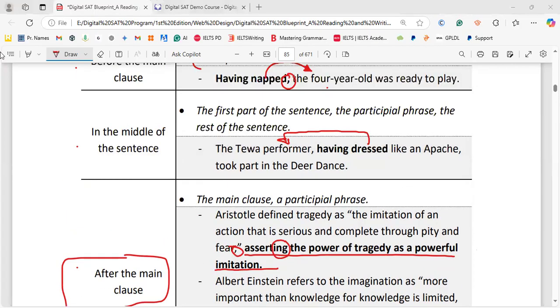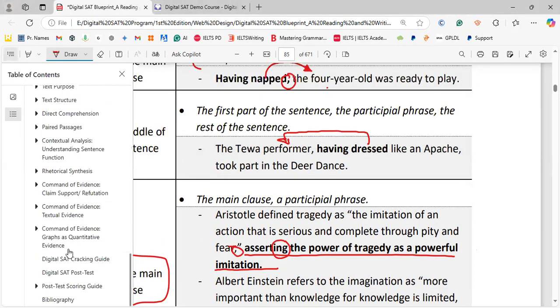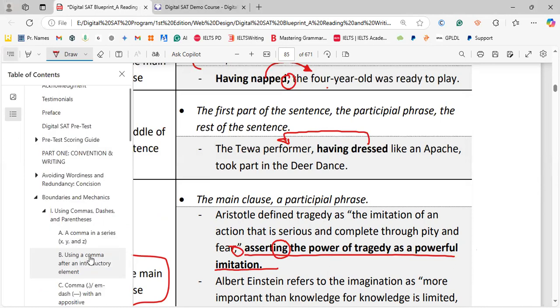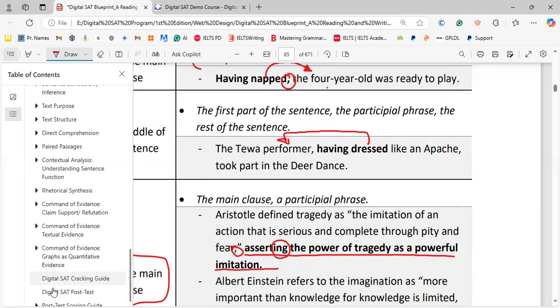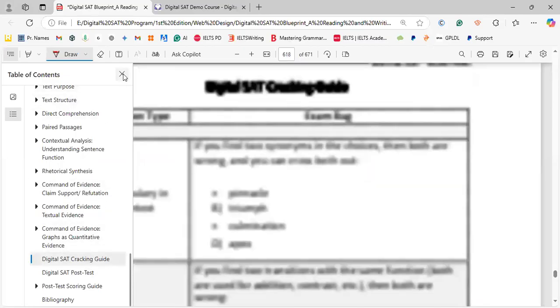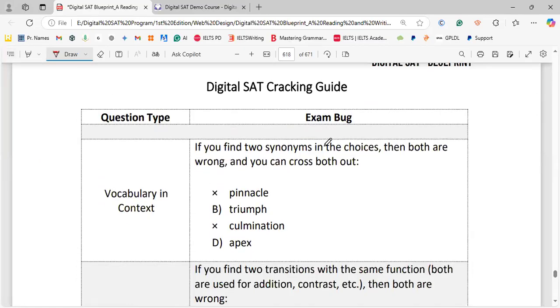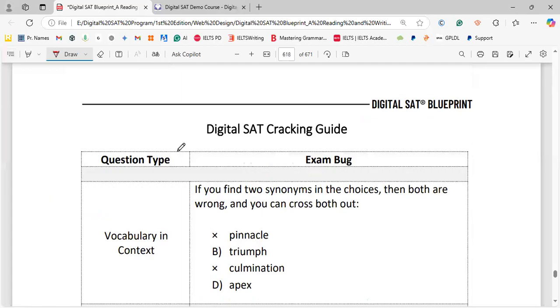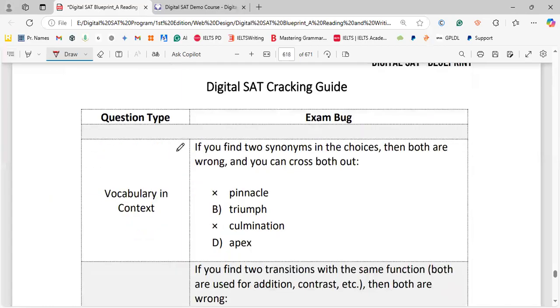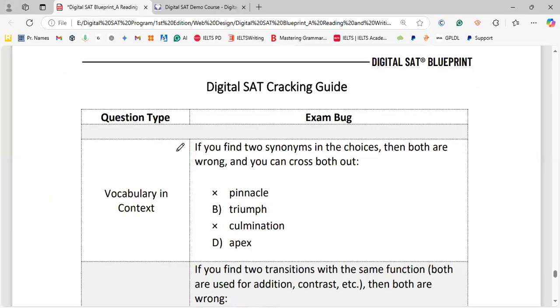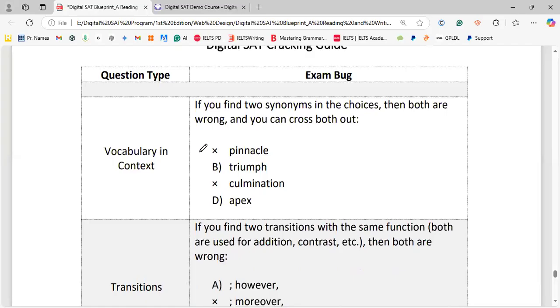No problem. Now we have something to share with you, which is the SAT cracking guide. This part is giving you just techniques, simple tips and tricks in order to apply in your test.